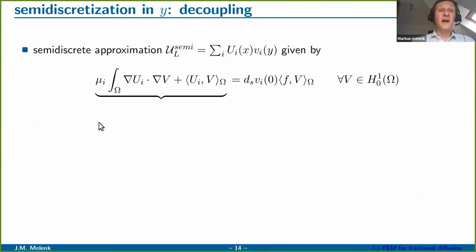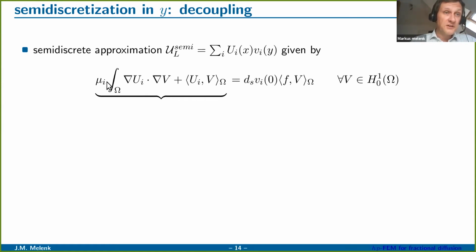Okay, so we have these eigenvalues and these eigenfunctions v_i. So now we make the ansatz that the semi-discrete solution is a sum of unknown functions u_i, which live in H^1_0, times these piecewise polynomials v_i(y). Okay, now one can compute, it's a fairly elementary calculation, that the u_i satisfy this differential equation, or this variational formulation: mu_i times the integral over grad u_i, grad v, plus the integral over u_i times v is the integral over f times v. Okay, so this is a variational problem. You see it's an elliptic problem for the u_i's. Essentially it is minus mu_i Laplace u_i plus u_i equals f.